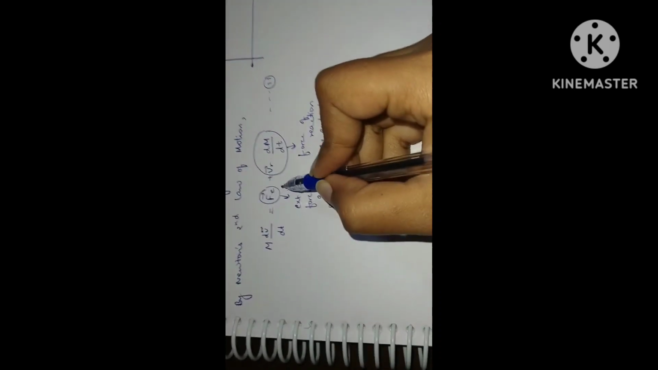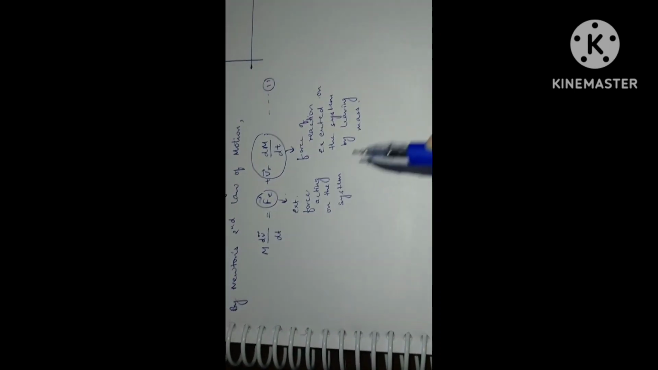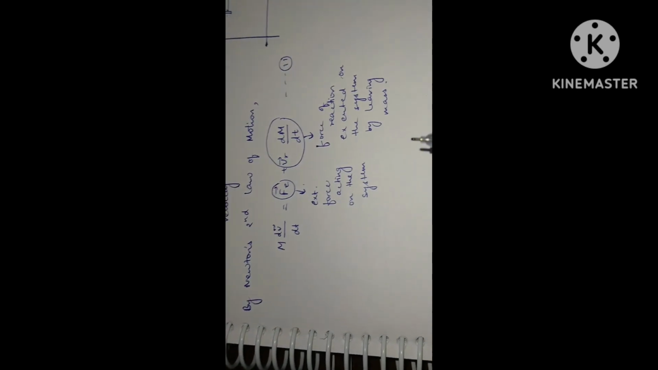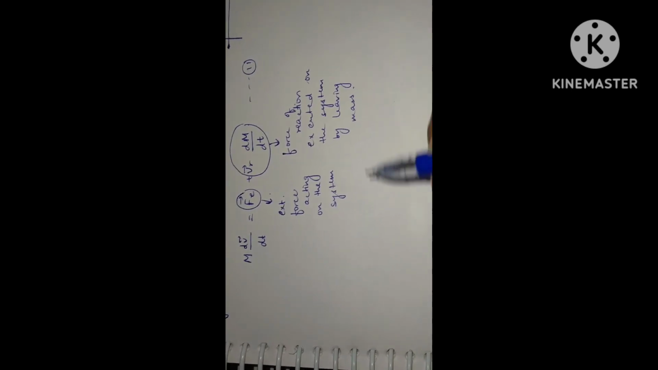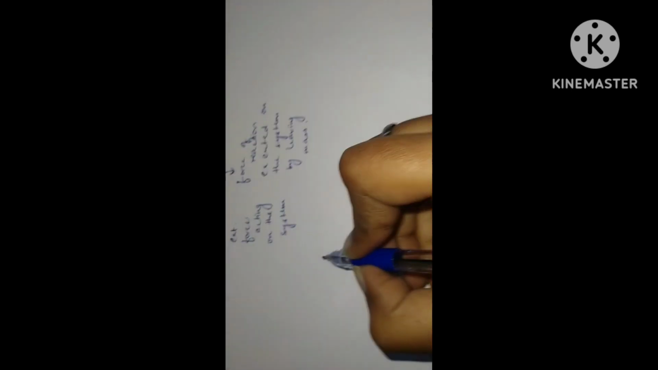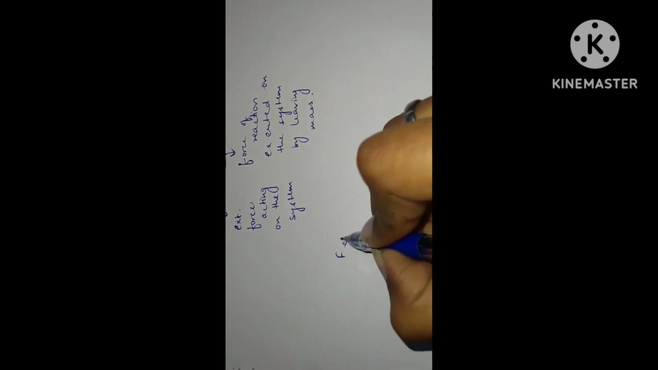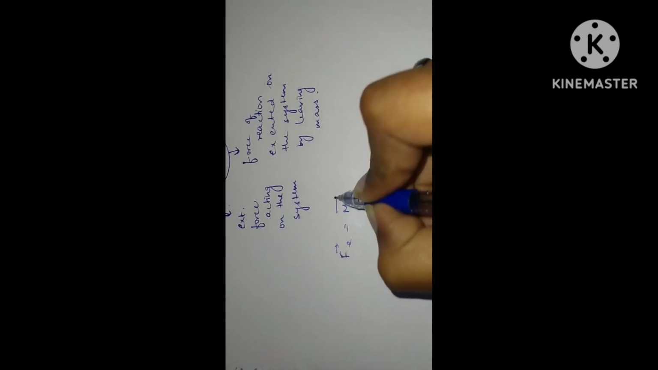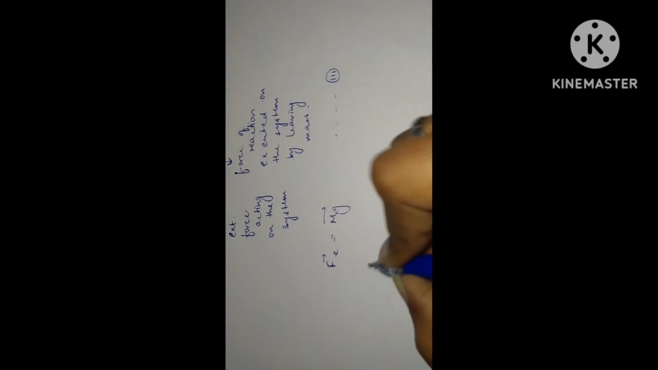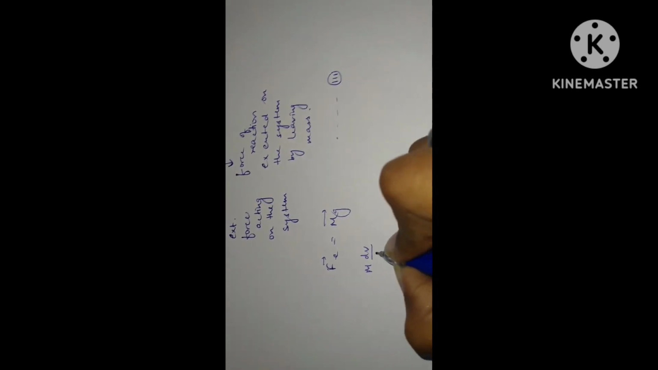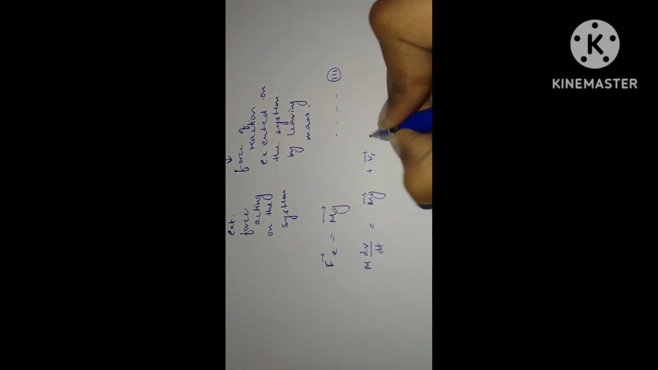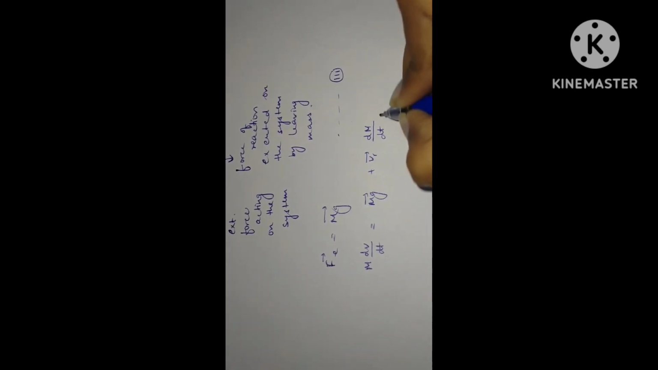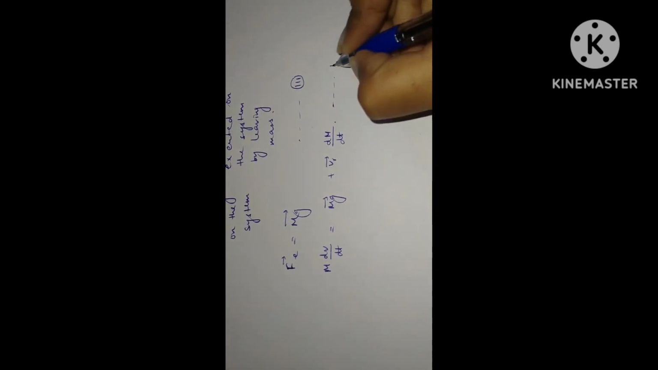Now, the force Fe is the gravitational force and air resistance on the rocket. If we neglect the air resistance and change in gravity, then Fe equals mg. This is the third equation. So m dv by dt equals mg plus Vr dm by dt. This is the fourth equation.